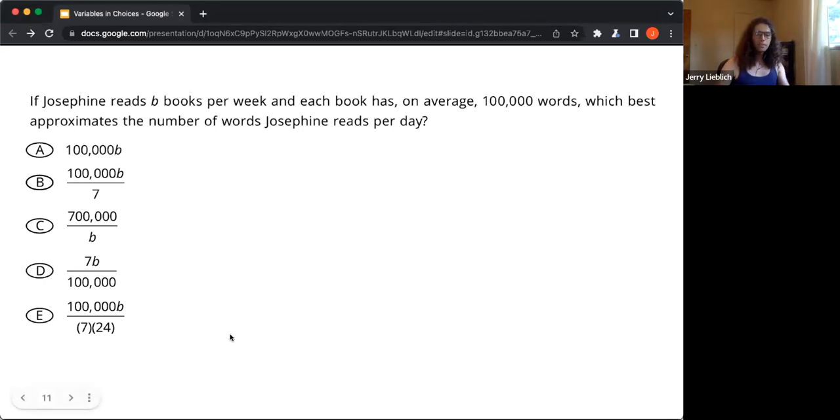Okay, please send me your answer if you haven't already, even if it's just a guess. Okay, so let's pick a nice, easy number for B. Maybe somebody let me know in the chat, what number did you pick for B?